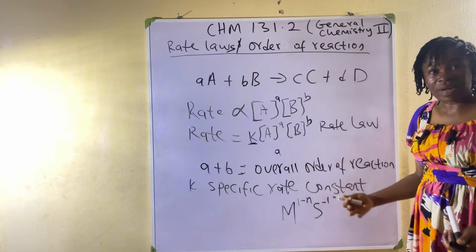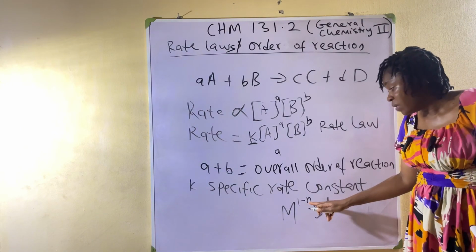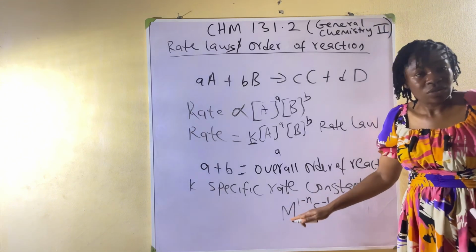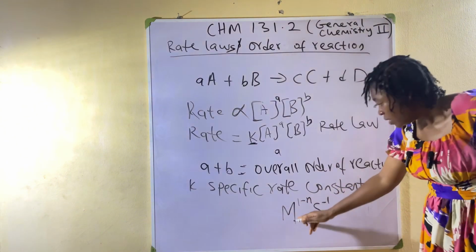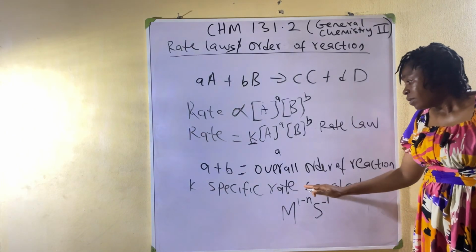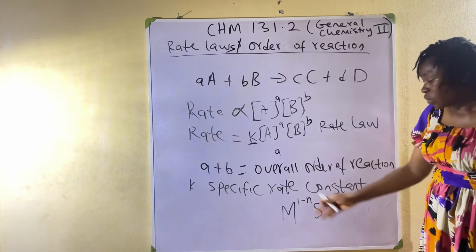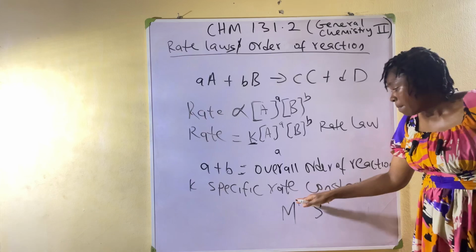If it's a first order reaction, 1 minus 1, n being 1, is 0. So anything raised to the power 0 is what? 1. So for a first order reaction, the unit of rate constant is just per second. For a second order reaction, 1 minus 2 gives you minus 1.